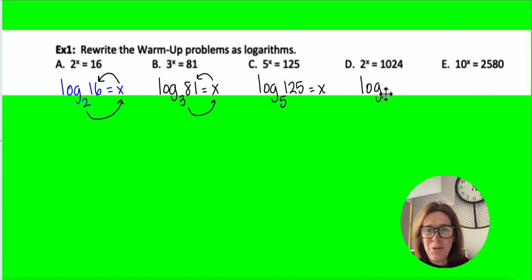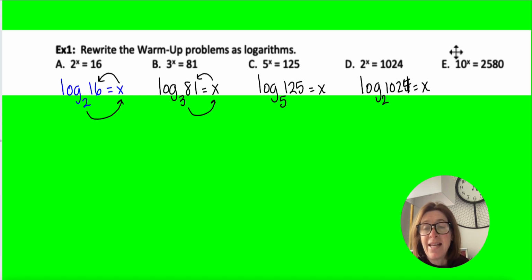Log base 2 of 1024 equals x. Now we could solve all these, right? 2 to the 4 is 16, 3 to the 4 is 81, 5 to the 3 is 125. Oops, and that should be a 4. 2 to the maybe 10 is 1024. I can't remember.